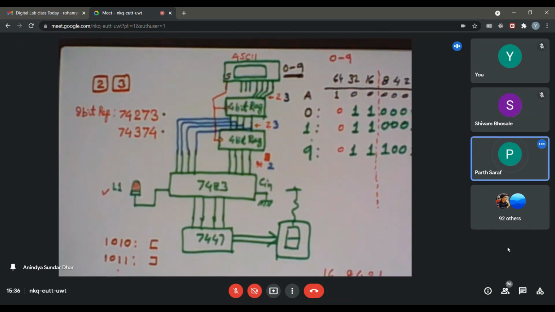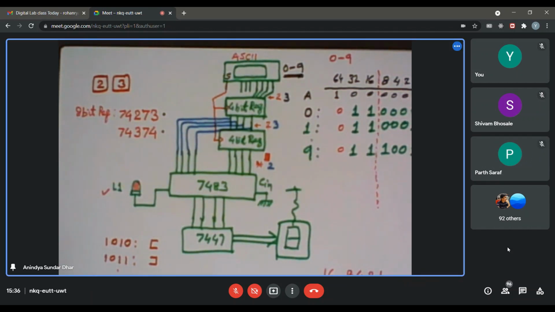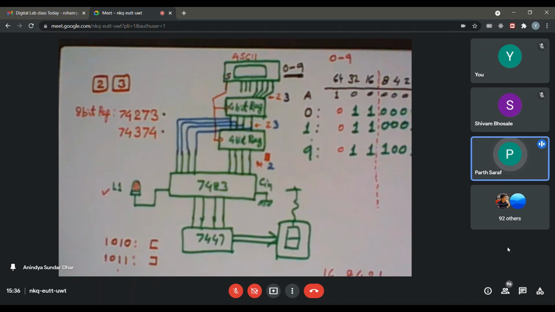Sir? Yes. Could you please explain that MR part again? Why are we joining the MR of both the registers? Come again? The MR part of both the registers, we are joining it, right? Could you please explain the reason?